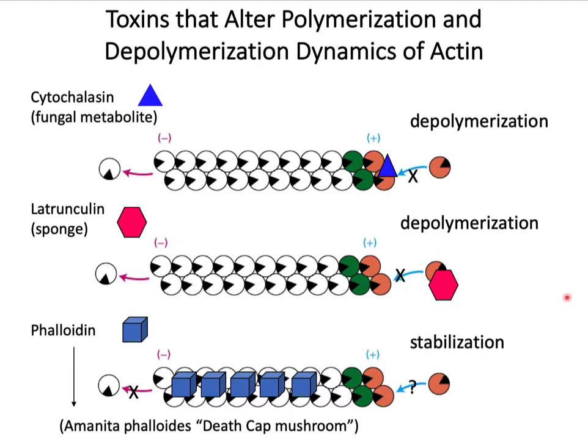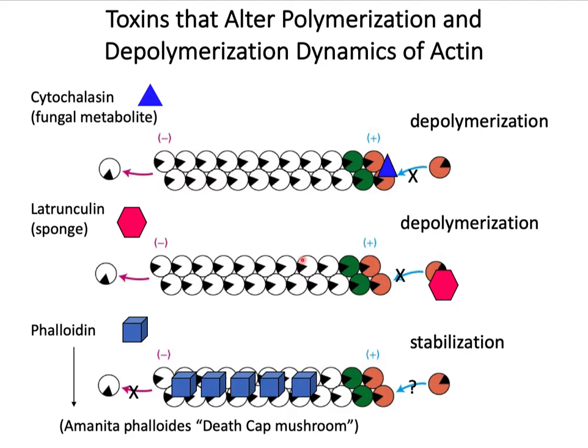Another interesting toxin or small molecule that you can use in a similar experiment is known as latrunculin. It is a metabolite from a species of marine sponge, and it also causes depolymerization of actin. So if you treat the cells with latrunculin, in time, you lose all of your filamentous actin. The mode of action is a little bit different.